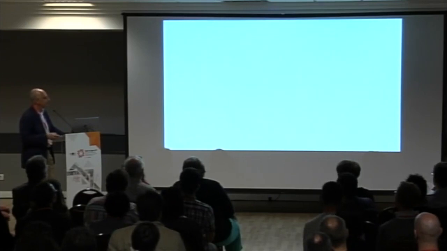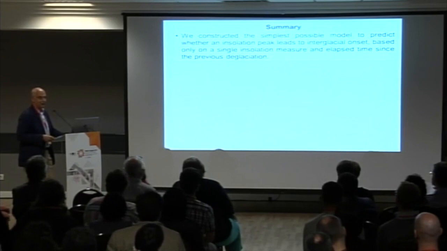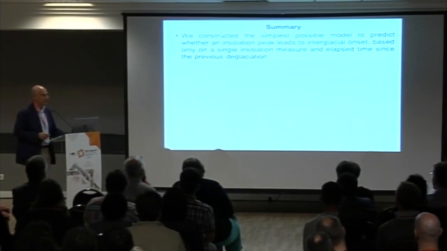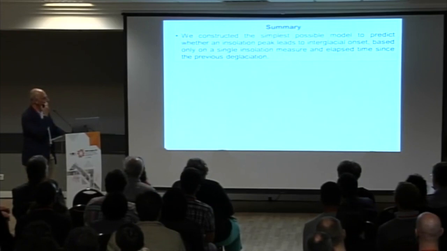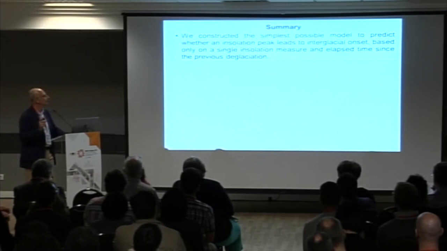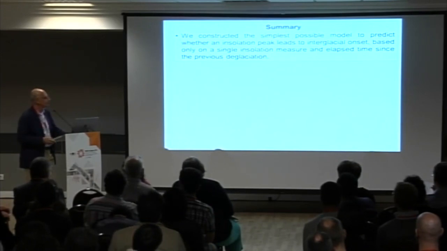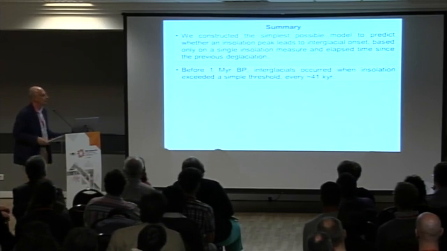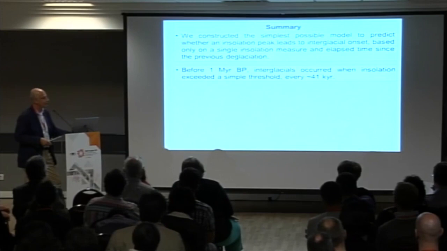To conclude, we have developed an exquisitely simple, we think it's exquisitely simple, model to predict whether an insolation peak leads to interglacial onset based on a single insolation metric and elapsed time since the previous deglaciation. Before 1 million years ago, interglacials occurred when insolation exceeded a simple threshold every 41,000 years.